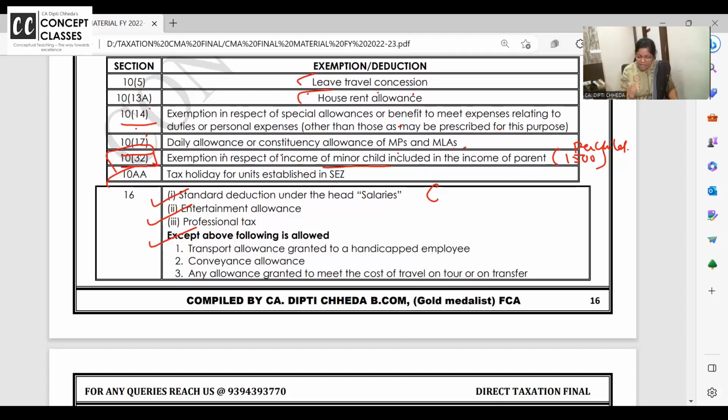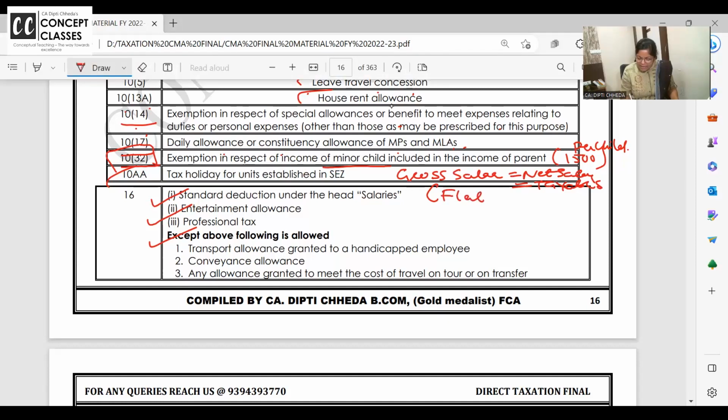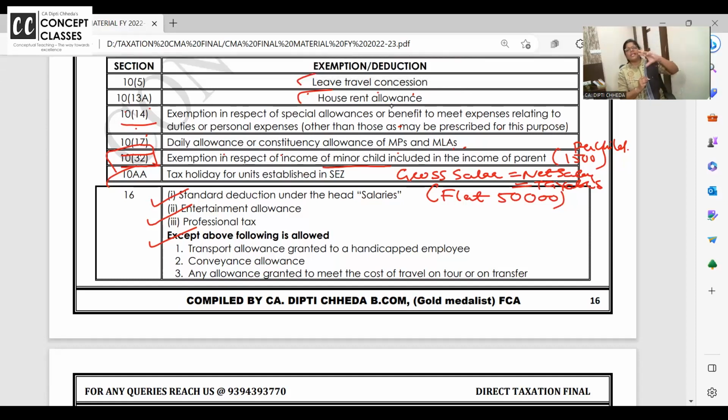Ma'am, means can we? I want all of you to do 3D and 5D makeup of your workbook. Workbook you all have received, right? So write here: if you are going for the new tax regime, gross salary is equal to net salary is equal to taxable salary. No deduction. No deduction you will get. Standard deduction is allowed flat 50,000. Up to 50,000 of the gross salary is exempt.